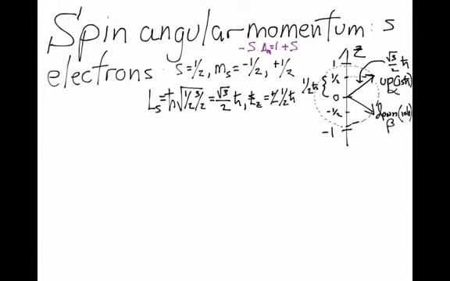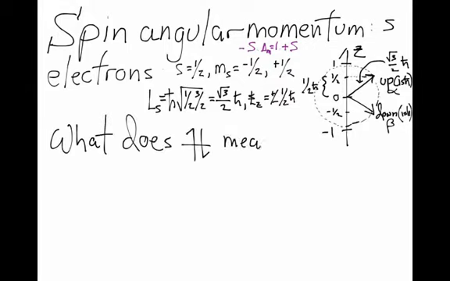Okay, and we're also going to call the up value alpha and the down value beta later on. So it's kind of useful rather than writing lots of stuff. If we say electron 1 has a spin wave function alpha, that means that its z component is up. If it has a spin wave function beta, it means that its spin component is down in the z direction. Just a convenient little bit.